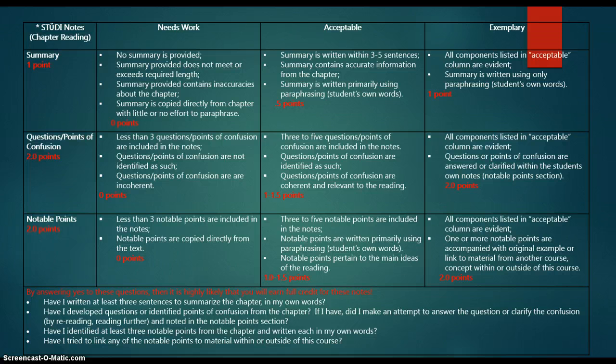After you've written your study notes, you might want to ask yourself these guiding questions at the bottom to ensure that you've met the criteria. Have you written at least 3 sentences to summarize the chapter in your own words? Have I developed questions or identified points of confusion from the chapter? And then, if so, did you make an attempt to answer these questions with your notable points? Have you identified at least 3 notable points on the chapter? Remember, it asked you to do 3 to 5. And have you tried to link this to any material inside or outside of this course? By answering yes to all of these questions, then more than likely you will meet the exemplary criteria.